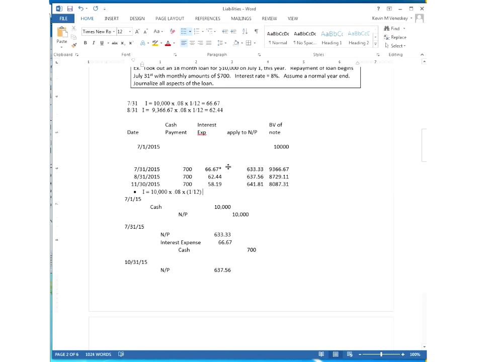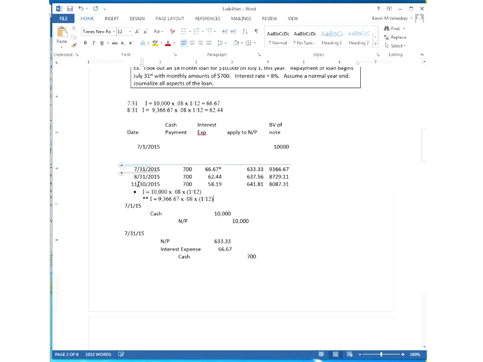And I'm going to calculate this next interest on my new principal. So here, my interest equals, instead of 10,000, it's now 9,366.67 times 0.08 times, again, just 1 month. How much interest is going to expire between July 31 and August 31? It's going to be $62.44.